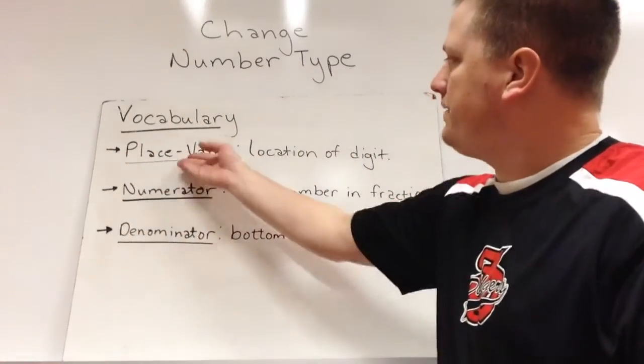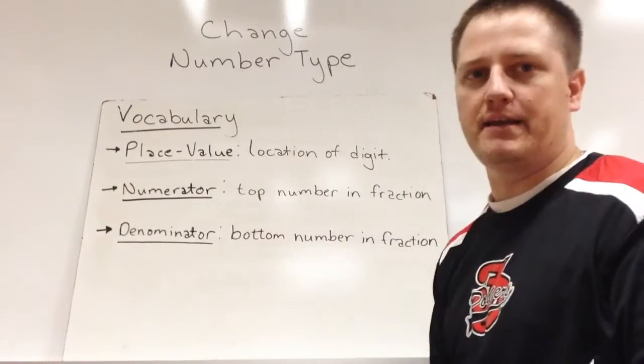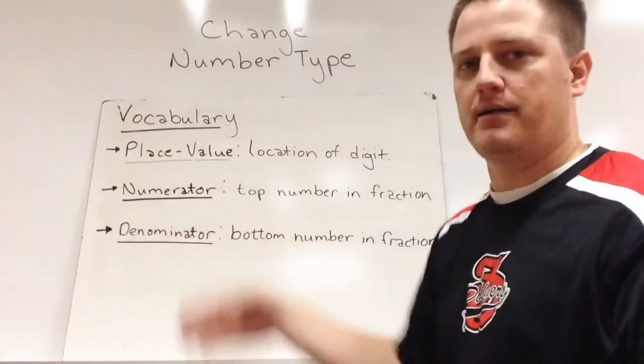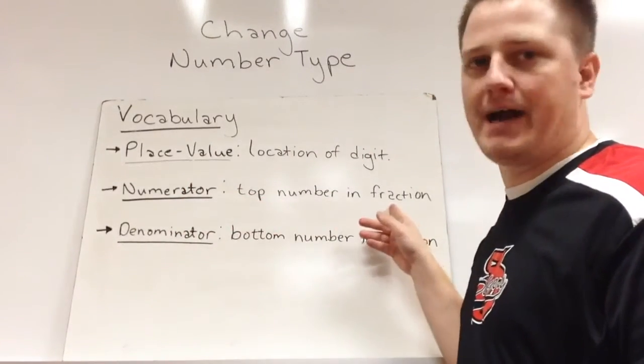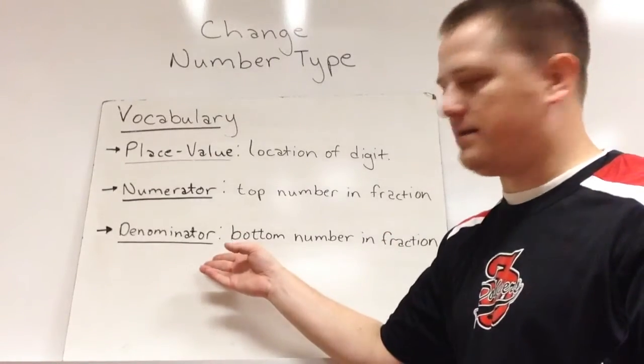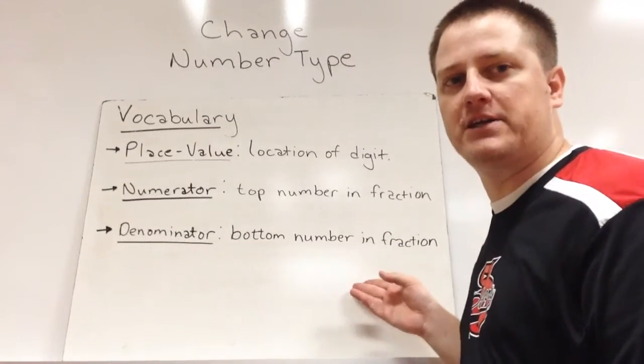Vocabulary: place value, location of a digit. Numerator, top number in a fraction. And denominator, bottom number in a fraction.